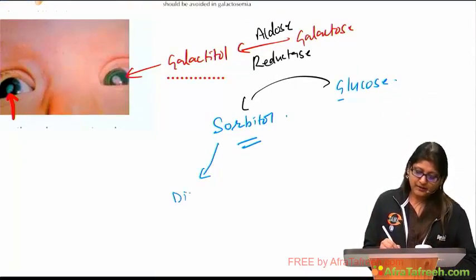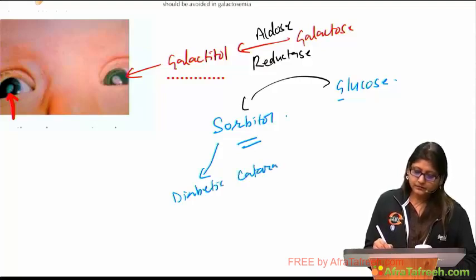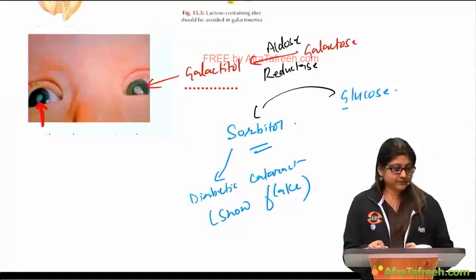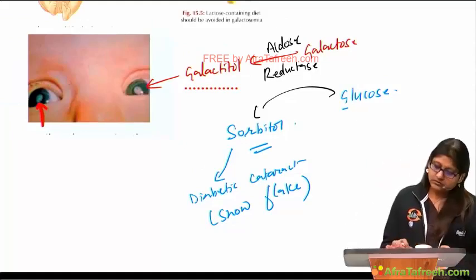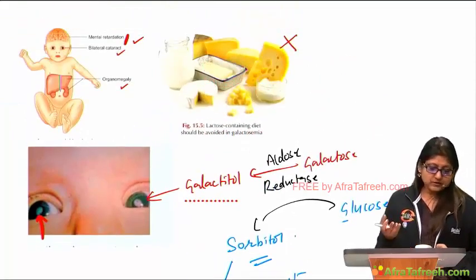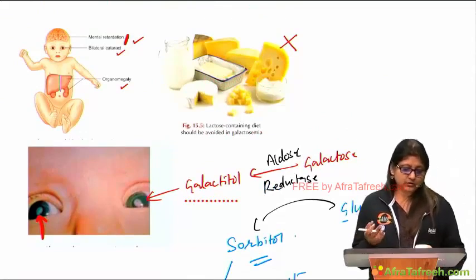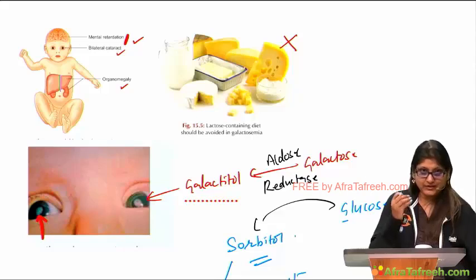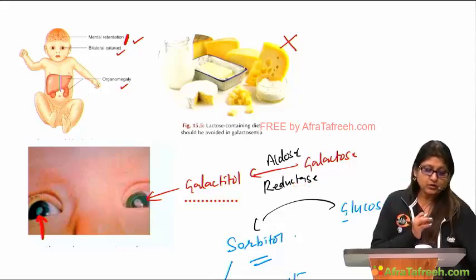But diabetic cataract is snowflake cataract. Breast milk is also not allowed because that also has lactose and galactose, right? So absolute no to galactose and lactose. Anyways, the galactose is a dietary non-essential compound.